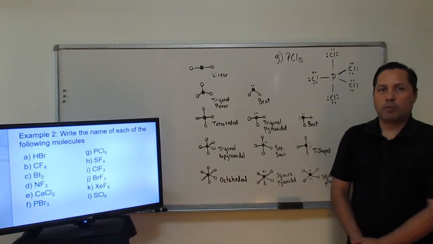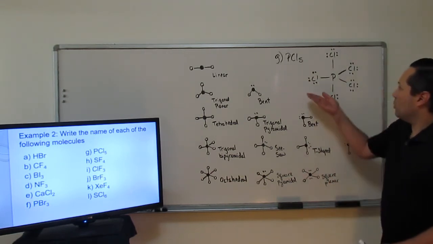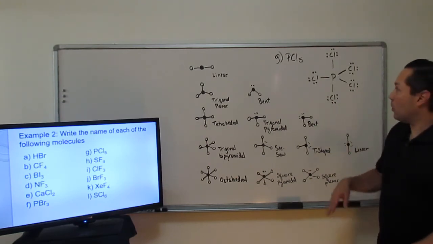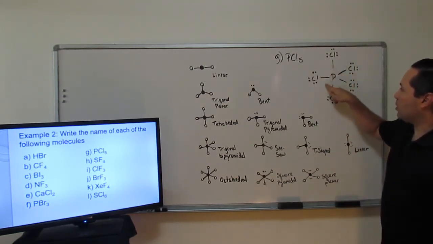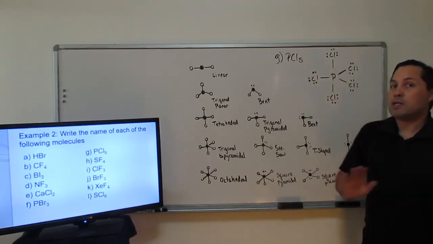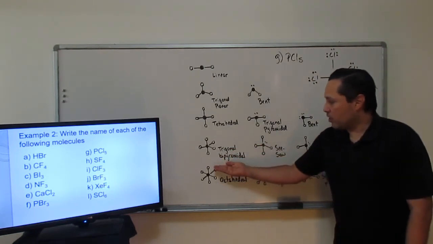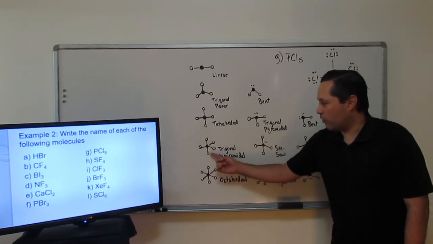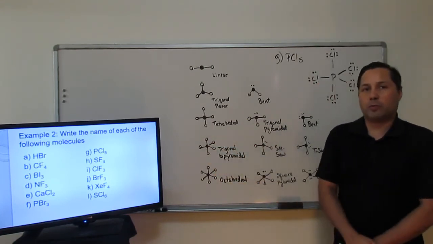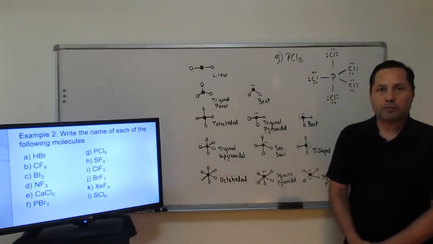Next is letter G with PCl5. That's phosphorus pentachloride. Here's the Lewis dot diagram for phosphorus pentachloride. You'll notice it has 5 shared pairs of electrons, but the central atom has no unshared pairs. So that would be this right here, trigonal bipyramidal, with 5 shared pairs and no unshared pairs of electrons around the central atom.